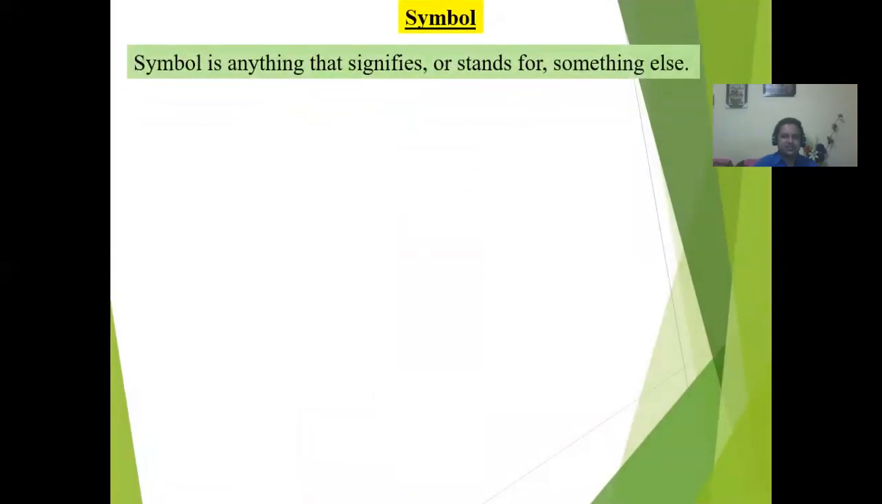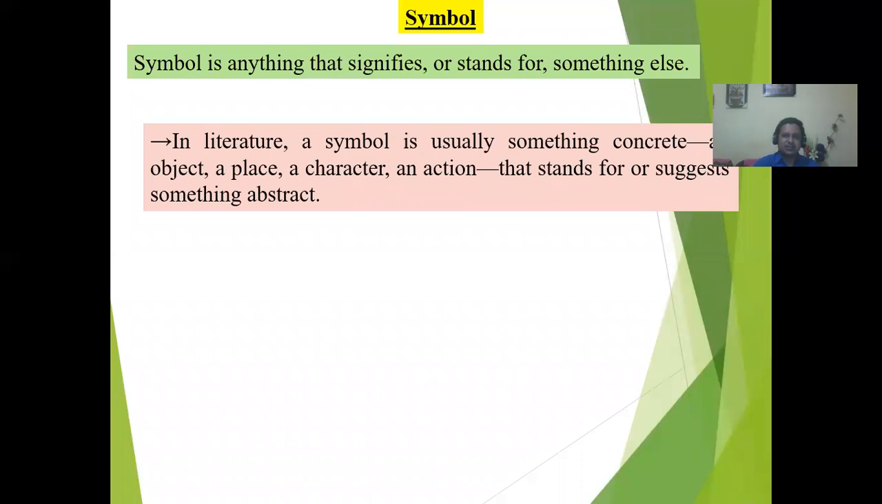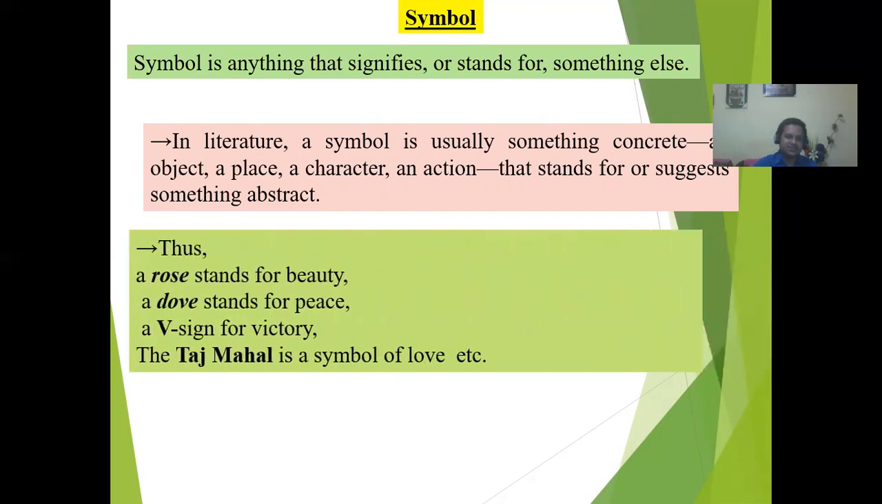Symbol. What is a symbol? A symbol is anything, a word, that signifies or stands for something else. In literature, a symbol is usually something concrete, an object, a place, a character, an action, that stands for or suggests something abstract. Thus, a rose stands for beauty. A rose is something very concrete; it stands for beauty, something abstract. A dove stands for peace. A dove is something concrete; it stands for peace, something abstract.